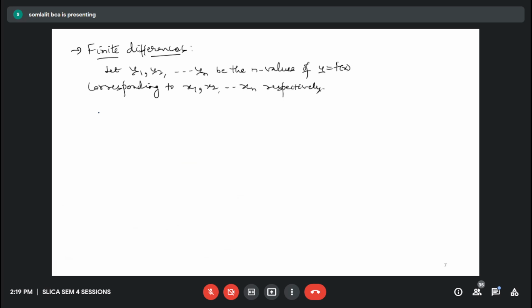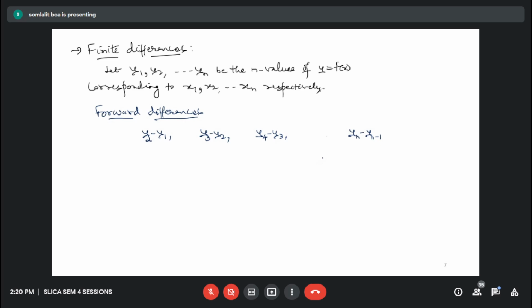So let me write here. We have this y2 minus y1. The next one we have here y3 minus y2. The next we have here y4 minus y3, and so on. If you want, you can write the last one, that is yn minus yn minus 1. We have the successive differences. These are the differences on yi's.